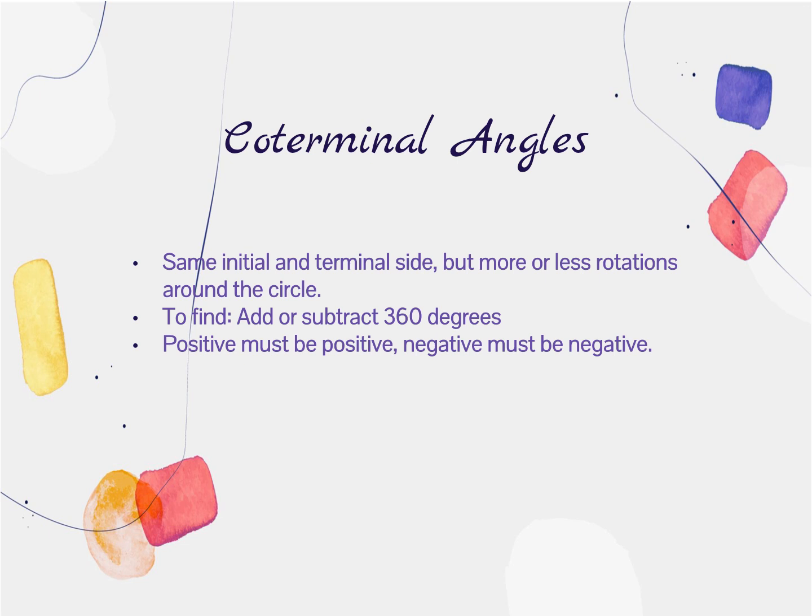All right, we're now going to talk about coterminal angles. We know what a terminal side is, right? A terminal side is just where it ends. And then this prefix co just means to share. So if you can piece together each part of this word, you can probably guess that coterminal angles are angles that share the same terminal side. So a coterminal angle has the same initial and terminal side, but more or less rotations around the circle.